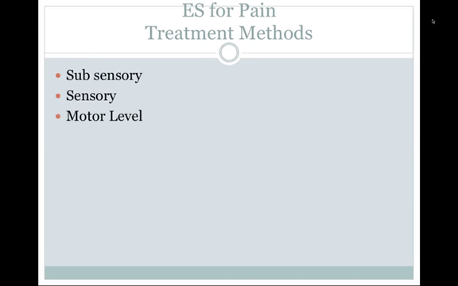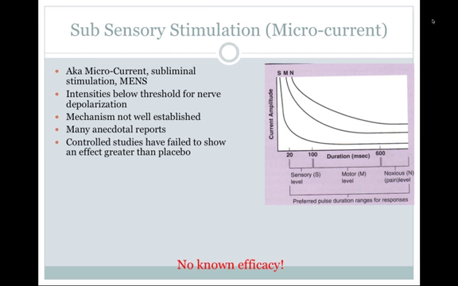All right, so we have three basic treatment methods when using Estim for pain control. The first is subsensory, the second is sensory, and the third is motor level stim. The first, subsensory stimulation, you'll see on your machines called microcurrent. If we look at our diagram of sensory, motor, and then the N, we'll call that noxious level. We're going to talk about that in just a little bit.